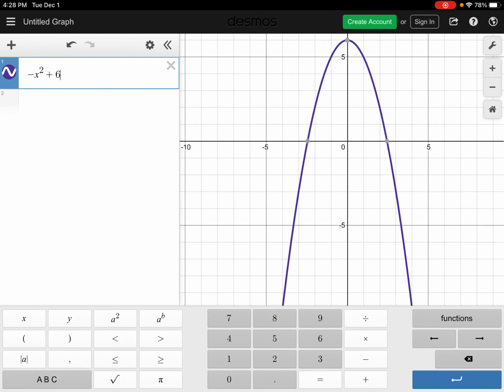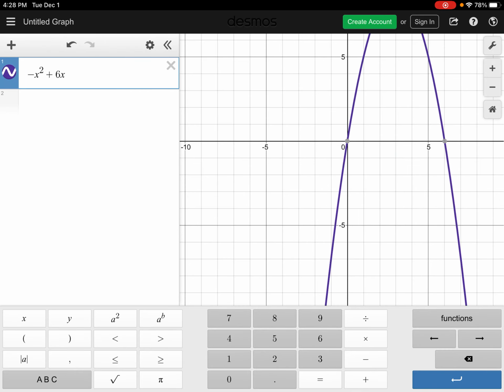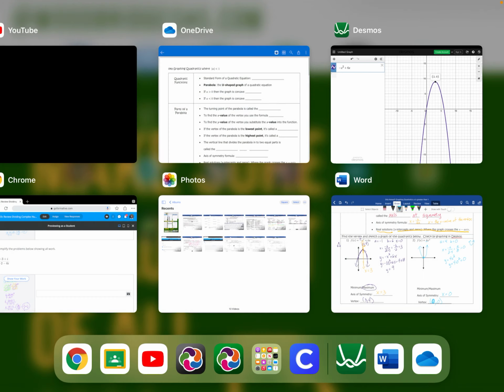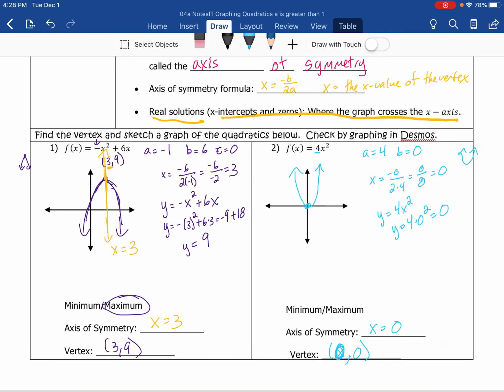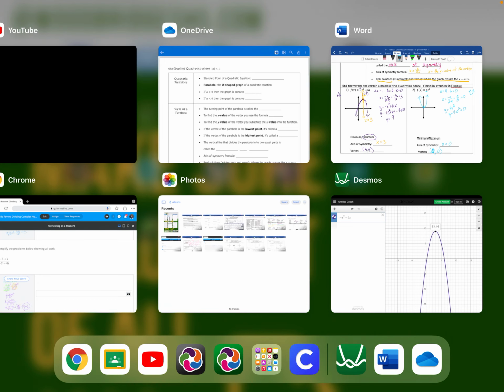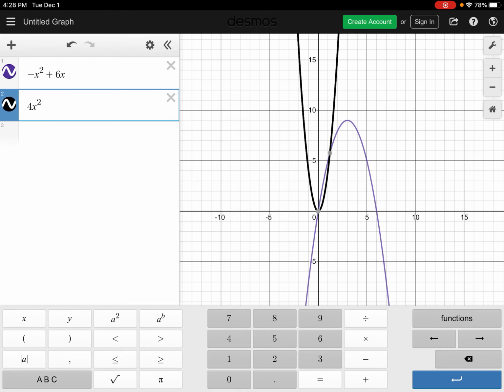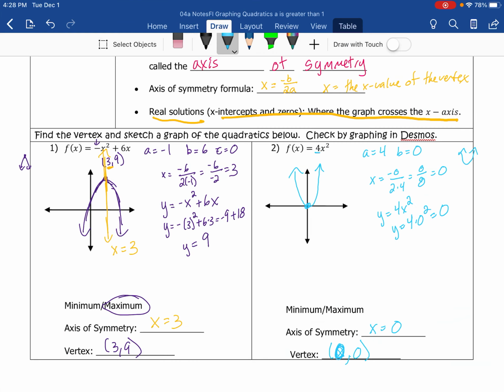Negative x squared plus 6x. Does it seem about right? My vertex is at 3, 9. Okay. And my other one is 4x squared. So let's graph that and just check it, 4x squared. And so there we go. It's a little bit more narrow than I thought it was, but that's good. All right.